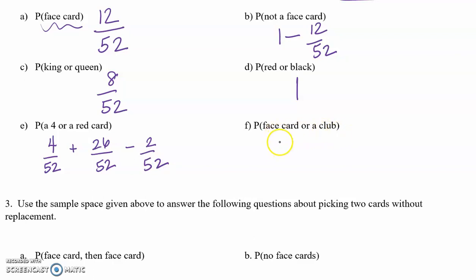Face card or club, so 12 out of 52. There are 13 clubs in the deck out of 52, and there are 3 cards that are face cards and also clubs.